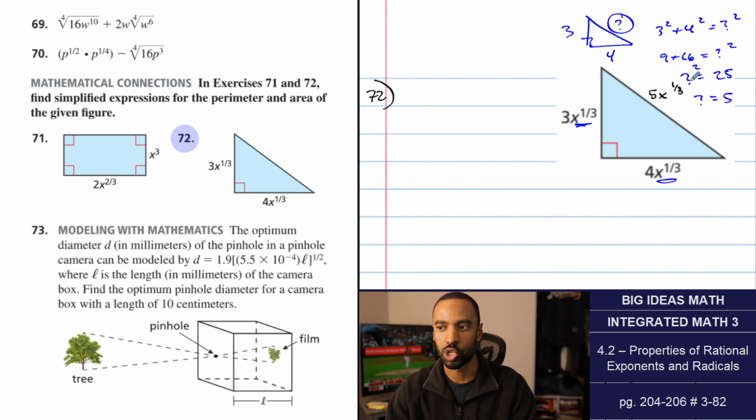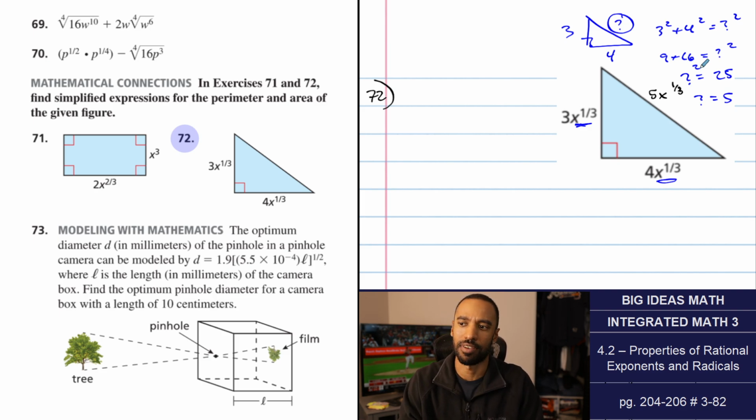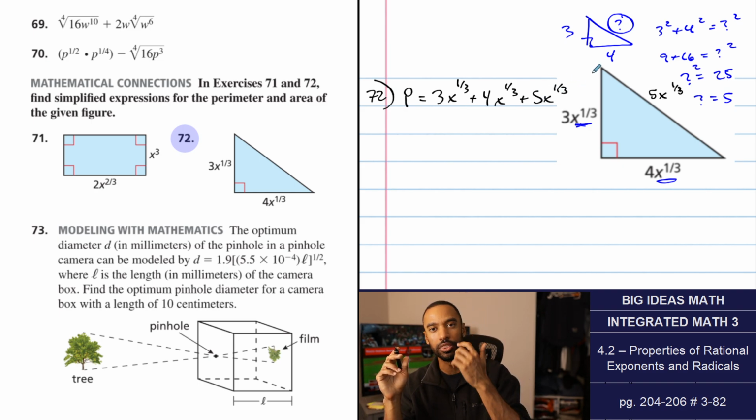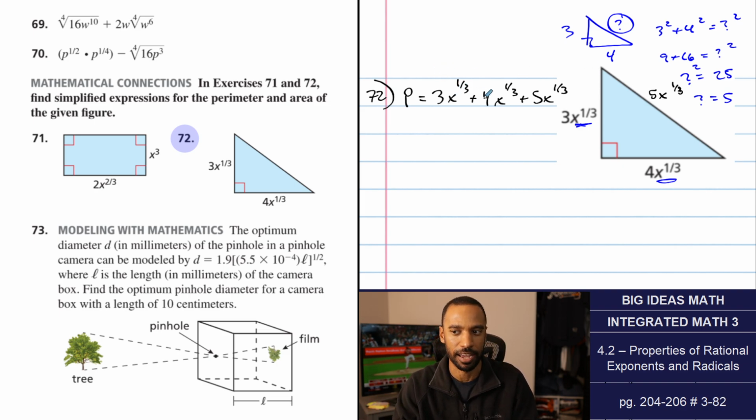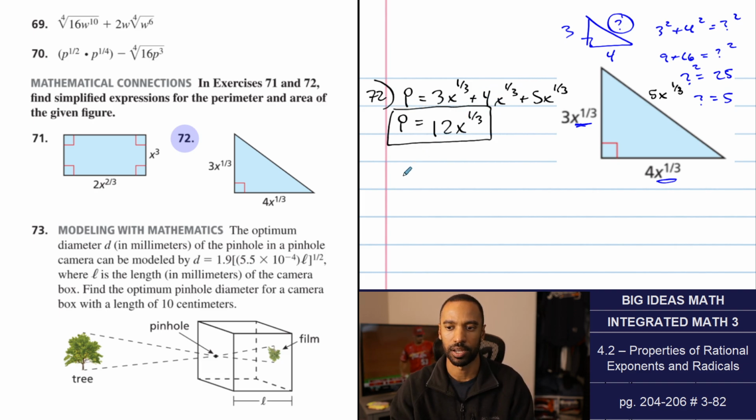I don't want to get deep in squaring x to the 1/3 powers and taking square roots. That's 5x to the 1/3 power. So when it comes to perimeter, your perimeter is 3x to the 1/3 power plus 4x to the 1/3 power plus 5x to the 1/3 power. And this is really where what the book does makes a lot more sense. I could have factored out x to the 1/3 from all of these and done 3 plus 4 plus 5, which is what we're going to do right now. That becomes 12x to the 1/3 power. Now I'm going to leave it like that. That is the perimeter of this right triangle.